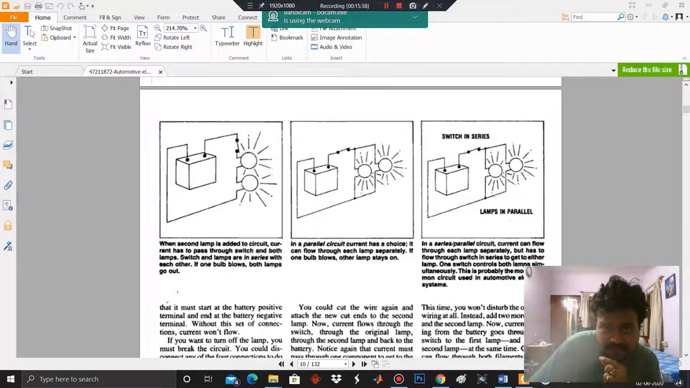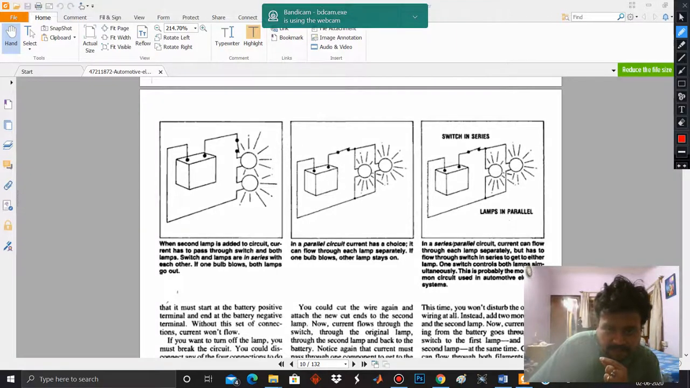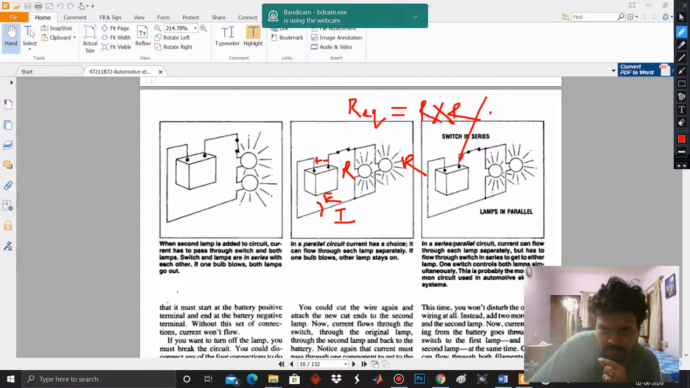But what will happen if they are operated in parallel? So R equivalent will now become, let us say this is R and this is also R, this is E, this is positive, this is negative, this is I. R equivalent will be R into R whole divided by 2R, so that will be equal to R by 2. So what will be I? I will be equal to E divided by the equivalent R, that is R by 2, so that is 2E by R.